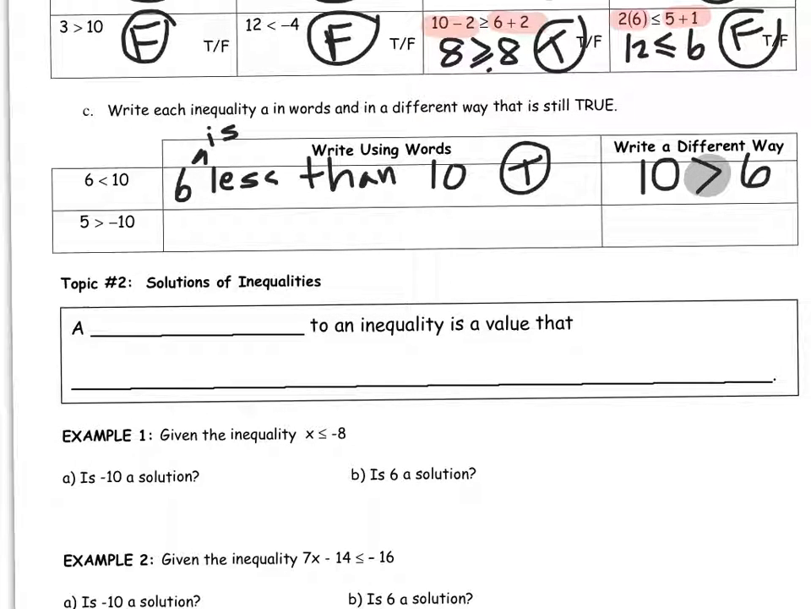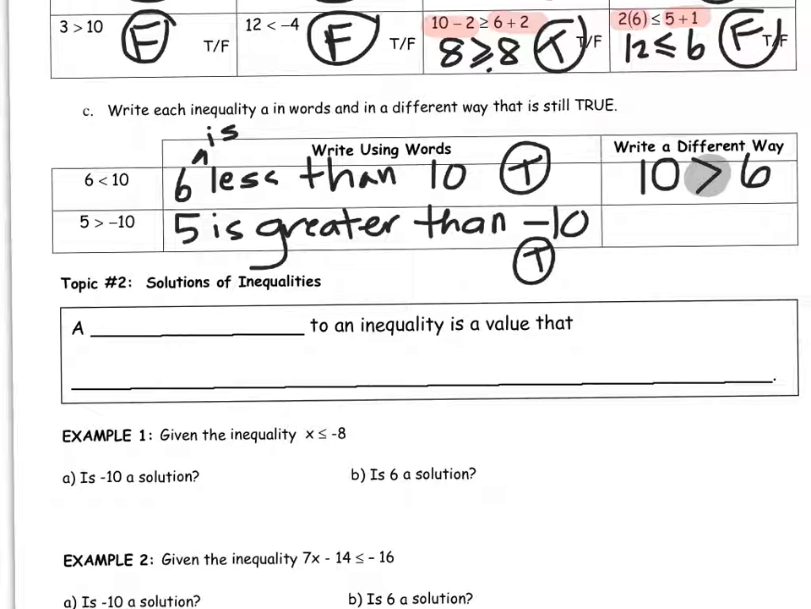All right, the next one, let's write this. 5 is greater than negative 10. That's a true statement. 5 is greater than negative 10. To write this in a different way, we could put the negative 10 first. Now, if I put the negative 10 first, I'm not going to put a greater than symbol. I'm going to say that negative 10 is less than 5.